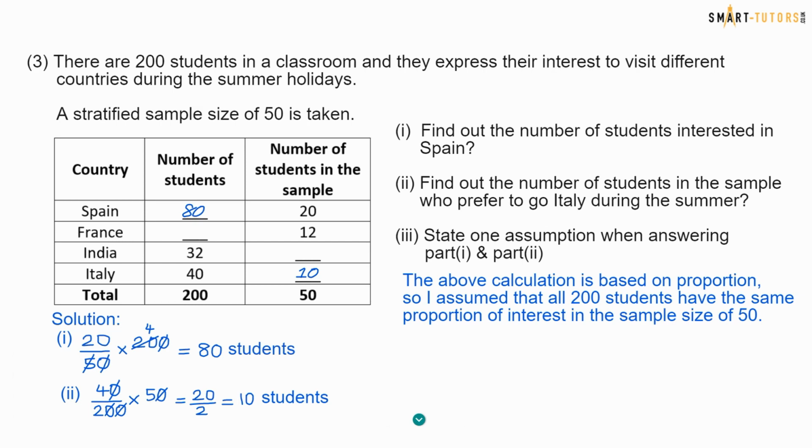So that's only the two. They didn't ask you to fill up all the tables, they are only asking two questions. One is 80, and the next one is 10. Next one, what is the assumption when answering part 1 and part 2? The answer is the above calculation is based on the proportion. I assume that all 200 students have the same proportion of interest as in the sample size of 50. So the way the proportion is divided in the total students is going to be the same as in the sample. Let's go to question number 4.